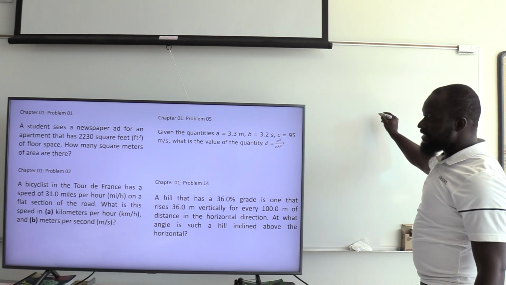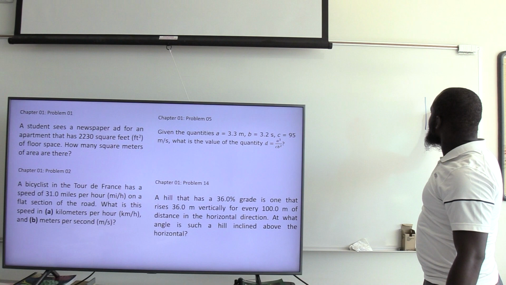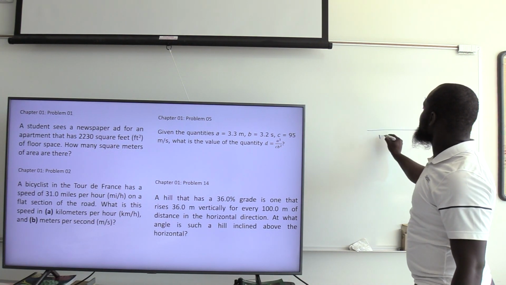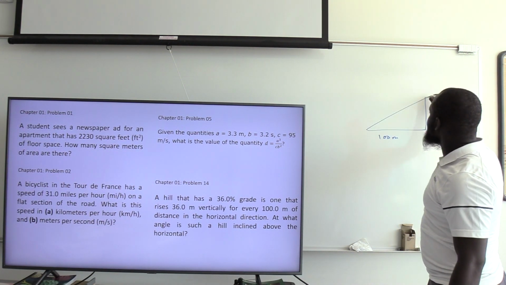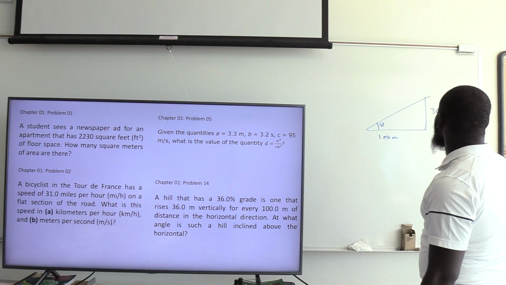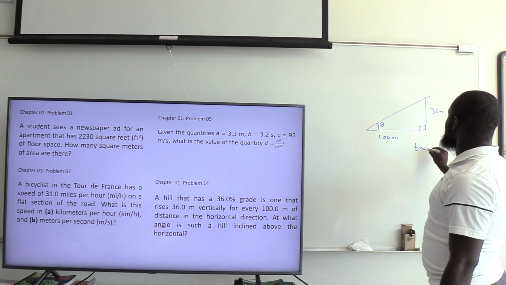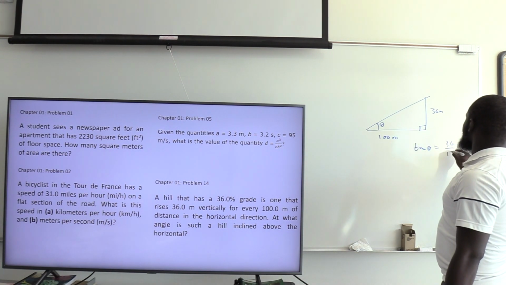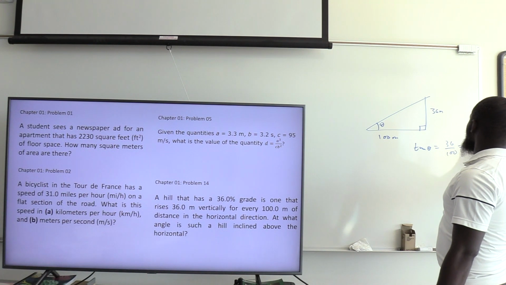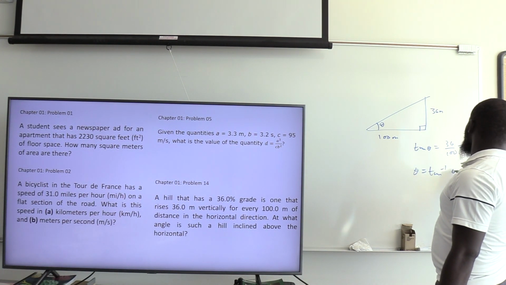So it is for every 36 meters vertical, it has 100 horizontal. So they're asking, what is this angle theta, above the horizontal? This is going to be a right angle triangle, opposite over adjacent. So tan theta is 36 over 100, 0.36. So theta is the tan inverse of 0.36.